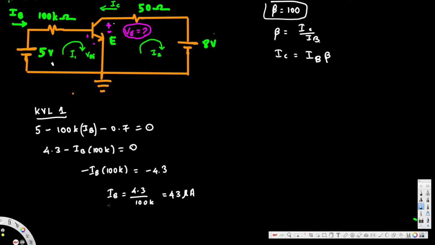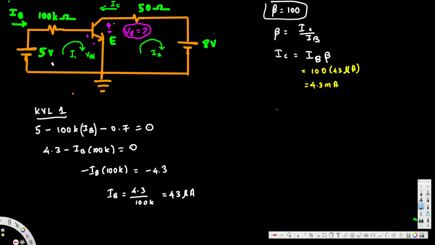Now here we have IC is equal to IB times beta, and we just found IB is equal to 43 microampere. So 100 times 43 microampere is equal to 4.3 milliampere.